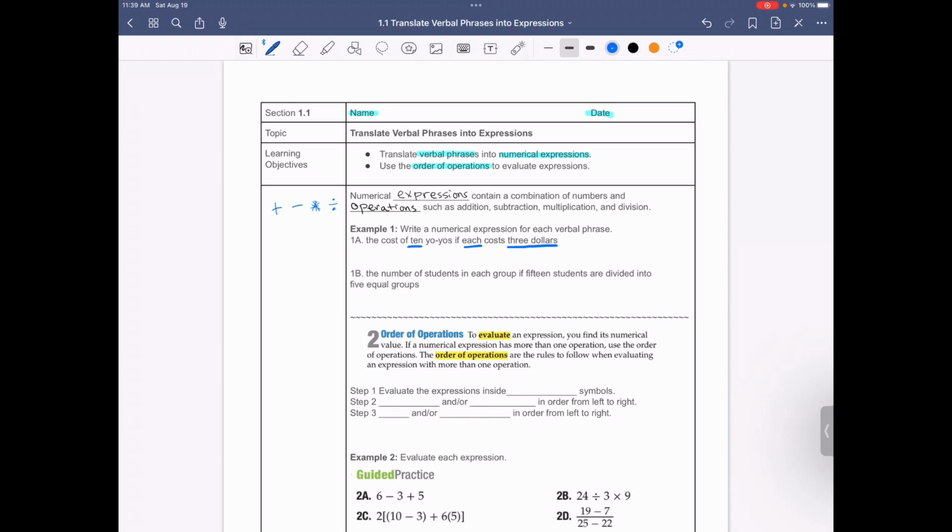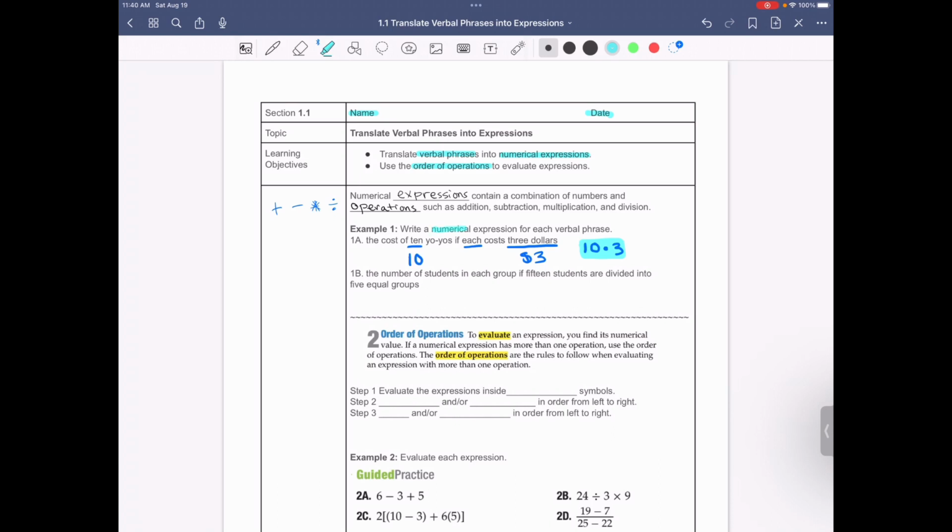So if we have 10 yo-yos and they each cost $3, we're going to write that as 10, right? This is $3. What are we going to do with those? And I know all of you know we're going to multiply. So the numerical expression would be 10 dot for times 3. And we're not going to say what it equals because today we're just writing numerical expressions, not equations. Equations have equals. And so you can either highlight or box your answer. That is our numerical expression.